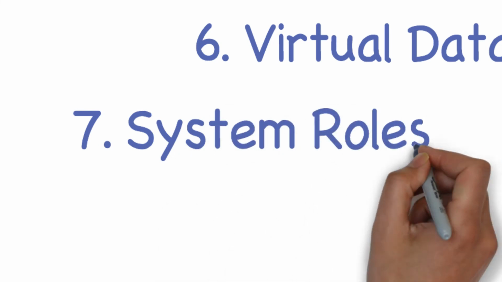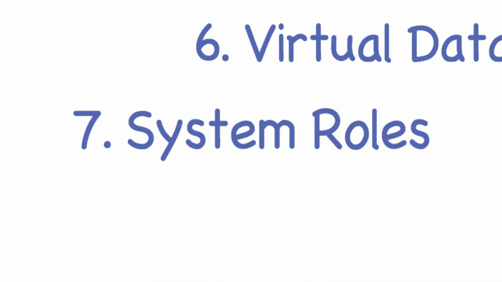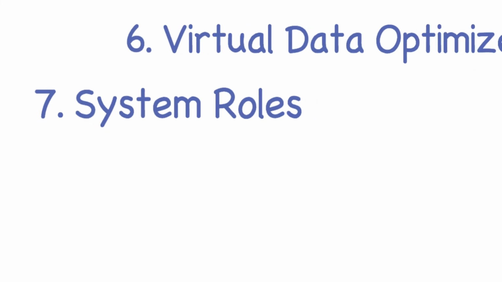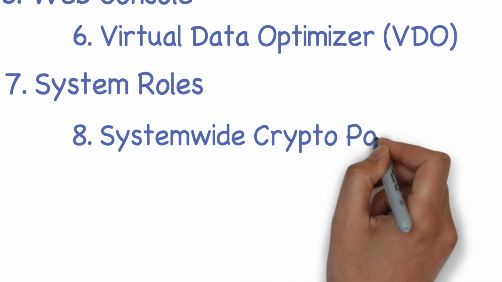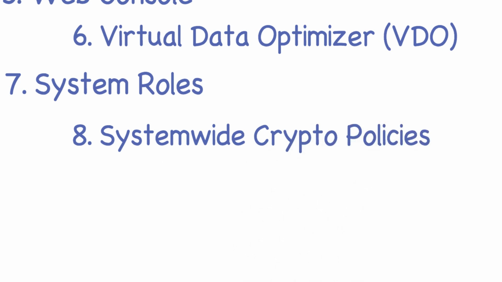Moving on, we have the next feature, System Roles. System Roles allow customers to configure subsystems using Ansible. They deliver a layer of abstraction at the automation level, providing a common syntax across multiple major versions of Red Hat Enterprise Linux. Moving on to the last feature, we have system-wide crypto policies. Creating system-wide crypto policies allows admins to set the acceptable algorithms in the multiple sources with a single configuration.